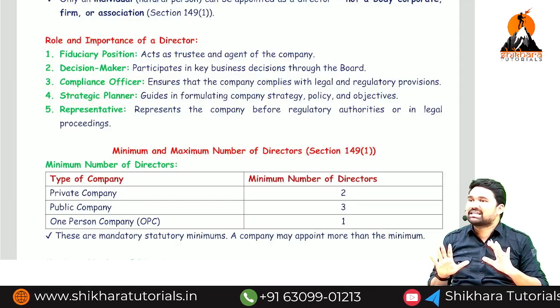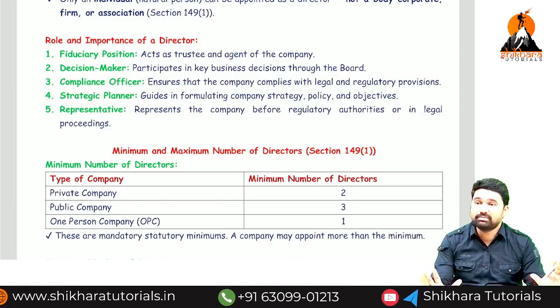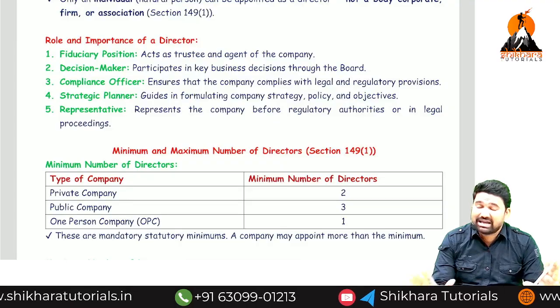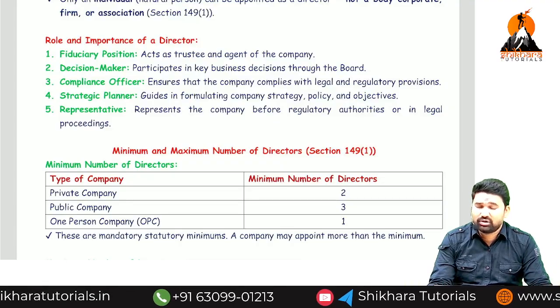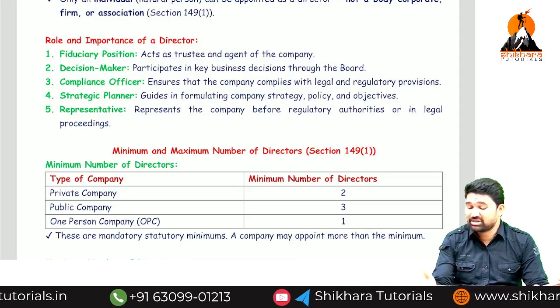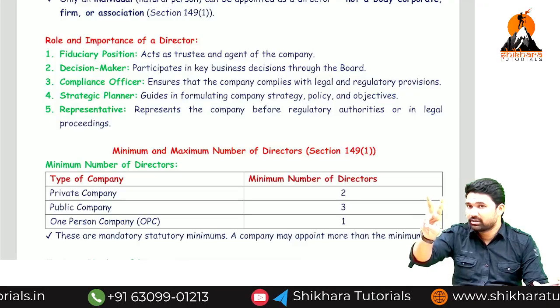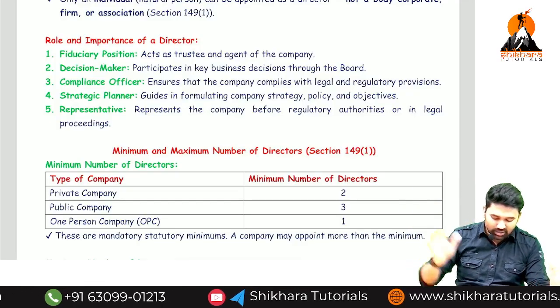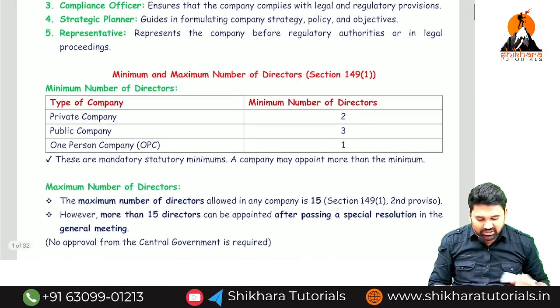So these are the maximum number of directors conditions. If you are planning to appoint more than 15 directors, you have to pass a special resolution. This condition is not applicable for two companies: one, Section 8 company, and two, government company. Okay, so let's quickly read out the material.